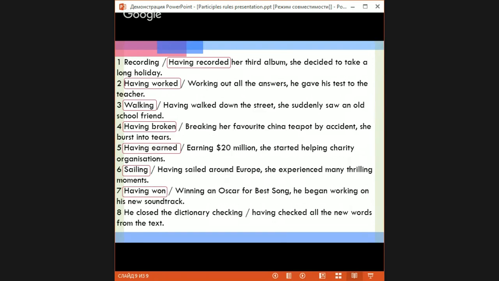Having won an Oscar for Best Song, he began working on his new soundtrack. And the last one. He closed the dictionary, having checked all the words from the text. As I said, participle clauses can be used not only at the beginning, but it is for sure very typically, but as the second part of the sentence.